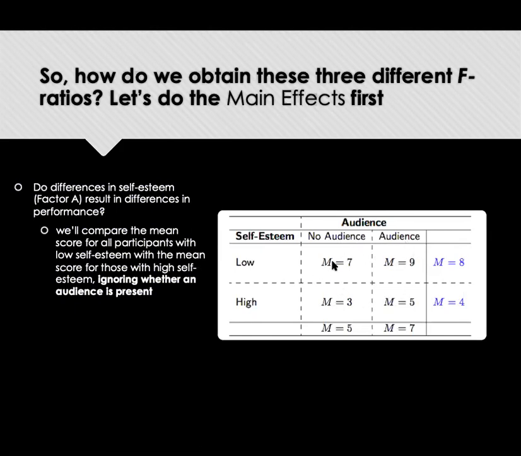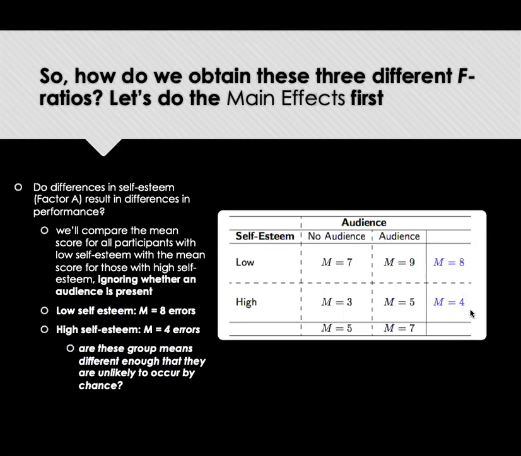So for this, we're going to compare the mean score for participants with low self-esteem and compare that with the mean score for participants with high self-esteem. And we're not going to pay any attention to audience, yes or no, right? So we're just going to compute the averages across these two rows, low and high self-esteem. Low self-esteem, average number of errors is 8, and the high self-esteem, average number of errors is 4. So they're clearly different, right? They're like 4 points different.